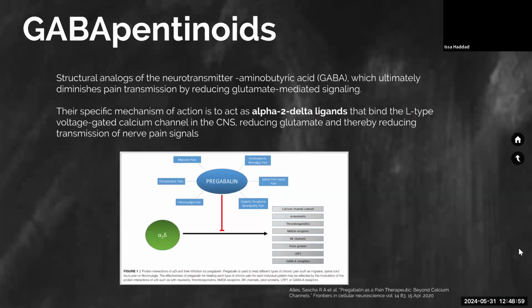Gabapentinoids, I'll try to be a little bit faster, but we don't have a lot of time left. As we all know, many patients are on them. The 2 most commonly known are pregabalin, Lyrica, and gabapentin. How they work is that they act on the alpha-2 delta ligands, binding to the L-type voltage-gated calcium channel in the CNS, and they reduce glutamate and thereby reduce transmission of nerve pain signals.